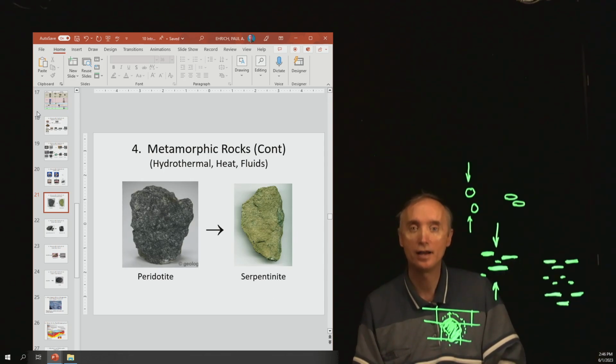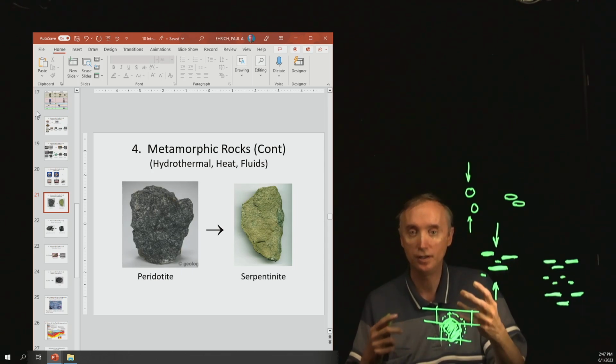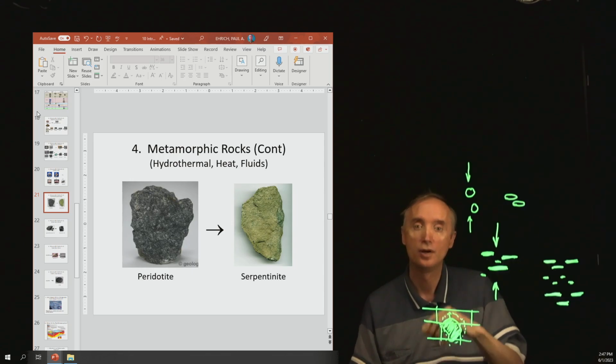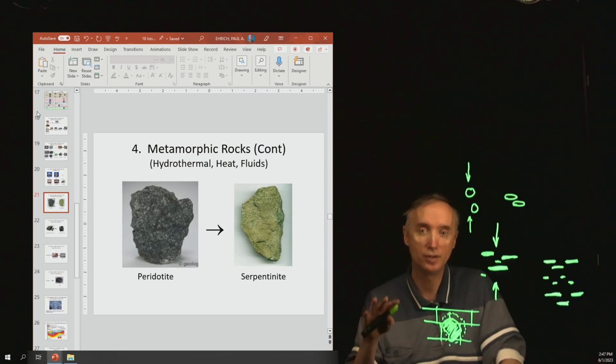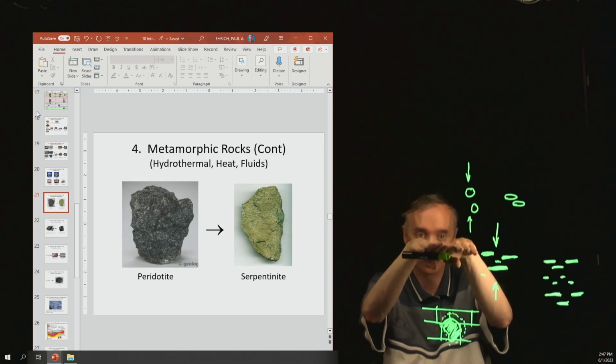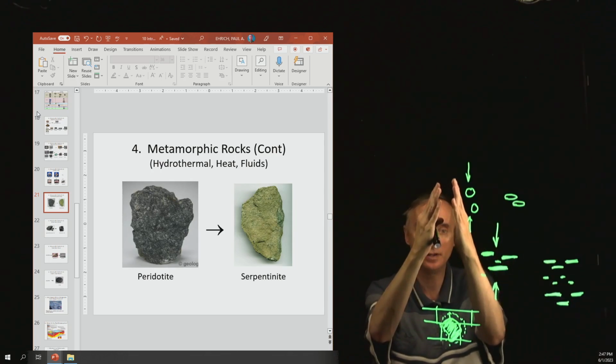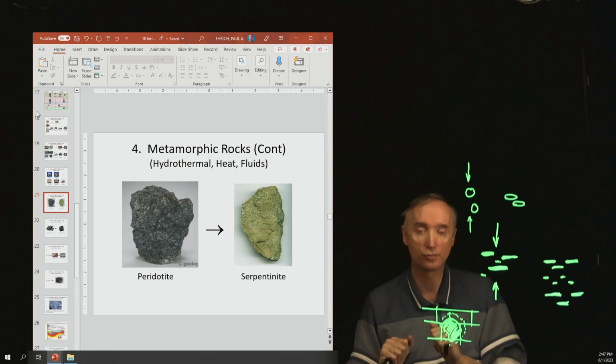Okay, let's talk about hydrothermal metamorphism. Hydro means water, thermal means heat. So it's when hot fluids go through the protolith and alter the minerals in the protolith. For example, an ultramafic rock like peridotite is out in the middle of the ocean, let's say at a mid-ocean ridge where the plates are being pulled apart. We know that hot material from the asthenosphere is coming up at that mid-ocean ridge.